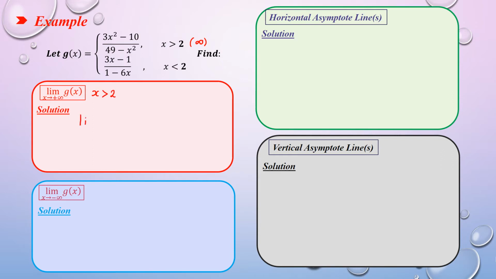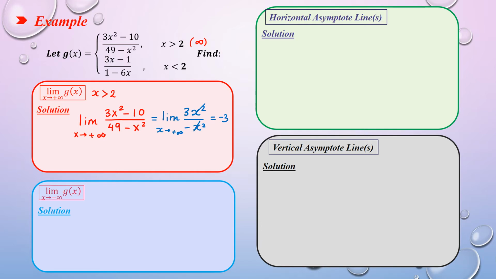So limit g of x when x goes to infinity is limit of 3x squared minus 10 divided by 49 minus x squared when x goes to positive infinity. And as you know, if you have a polynomial divided by a polynomial and the limit goes to infinity, you have to take the highest power up and the highest power down and cut the other terms. So we have limit 3x squared divided by negative x squared when x goes to positive infinity. Now cancel x squared with x squared, you will get negative 3.